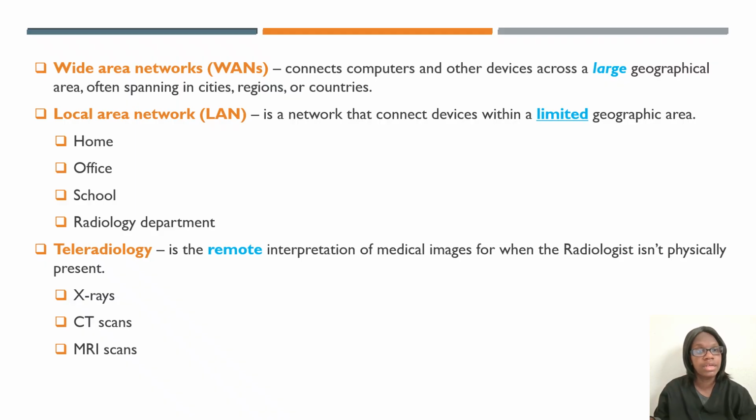Okay, so we have a few more terms. We have wide area networks, which connect computers and other devices across a large geographical area, often spanning cities, regions, or countries. And then your local area network. So local, think of around you. You have a network that connects devices within a limited geographic area. You have home, office, school, your radiology department.